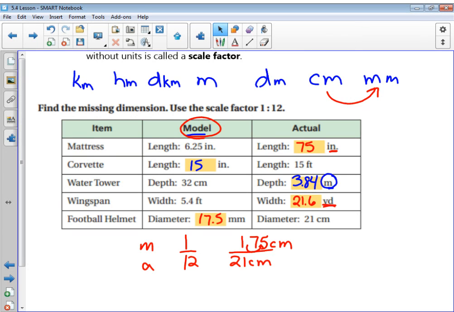Okay, so you should have ended up with 17.5 millimeters for the football helmet on the model. Okay, so once again, scale factor, when they give you those, they are in the same units. So you have to make sure that you're paying attention to how they want their answer. Sometimes they'll want them in the same units, and sometimes they change the units. So you're gonna have to go back and reference back how to convert, which is something that we did back in chapter 2. Good luck with this.